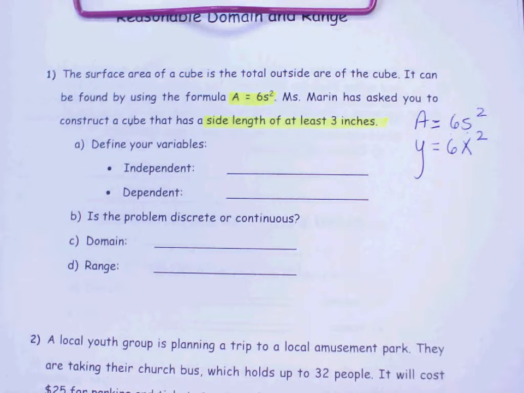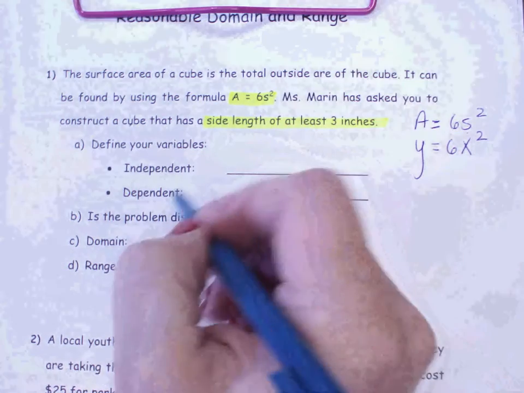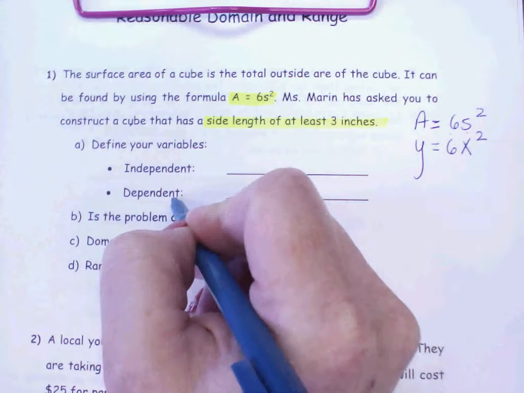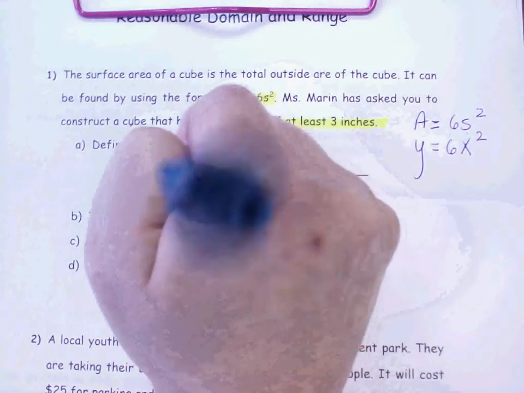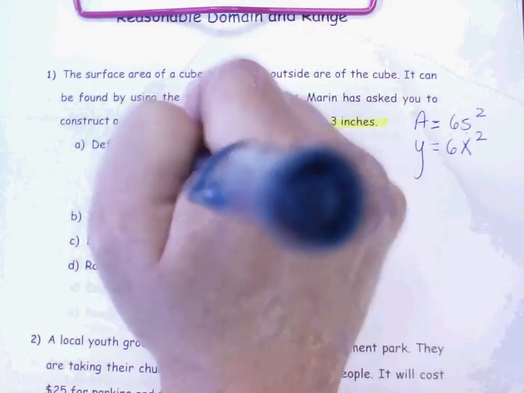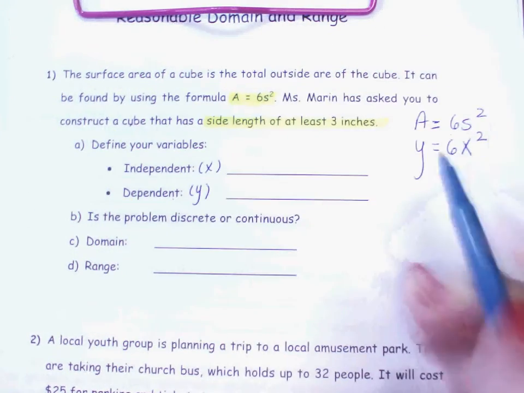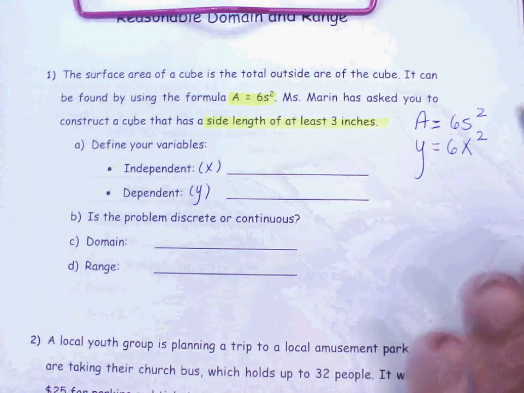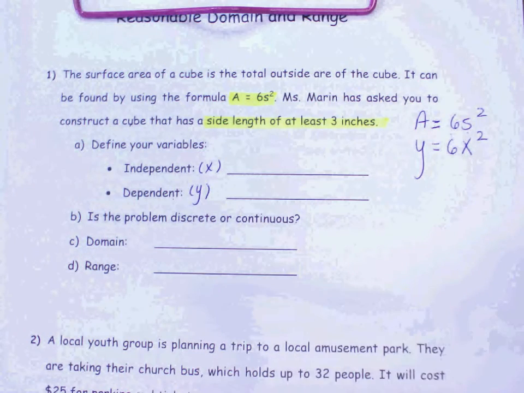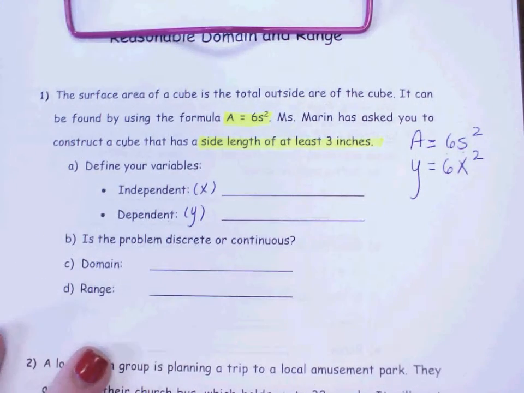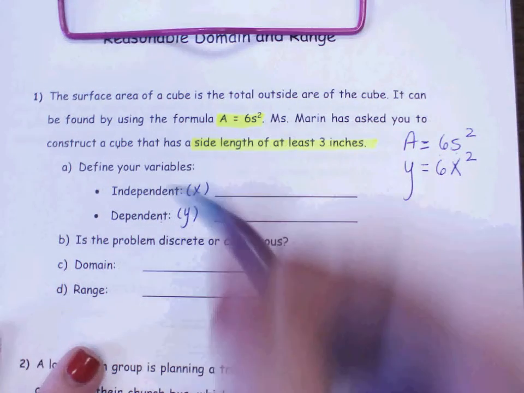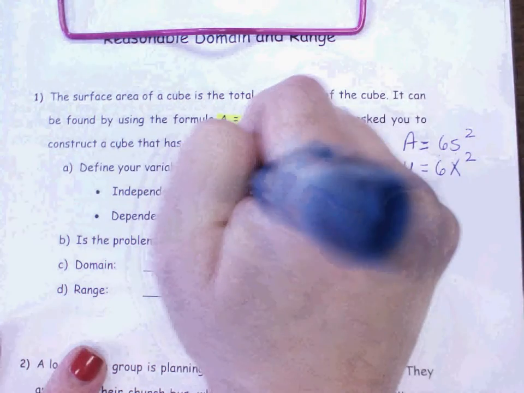All right, so what depends on what? So the dependent variable would be y. Is that what you guys are telling me? And the independent variable would be x. Okay, so in the context of the problem, what is x and what is y? X is the side length. Very good, Rolando.